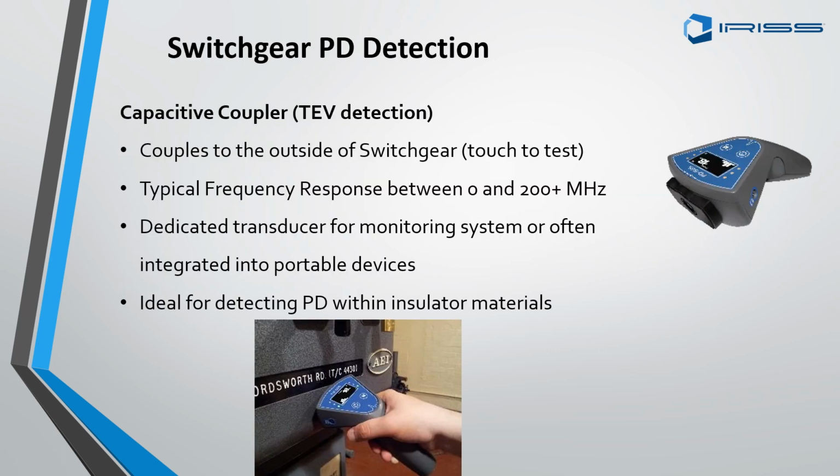So how do we go and detect that? Well, we use a special detection device that uses a capacitively coupled sensor. It's also sometimes called transient earth voltage detection or TEV detection.